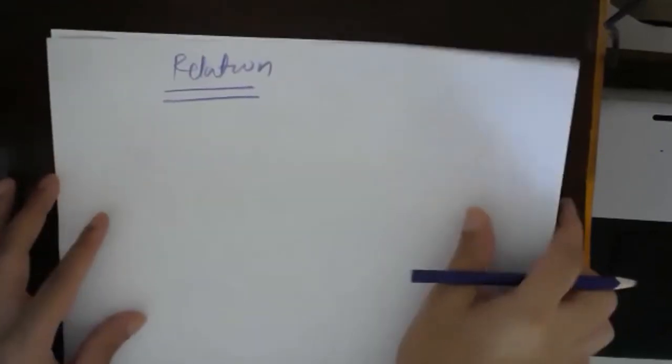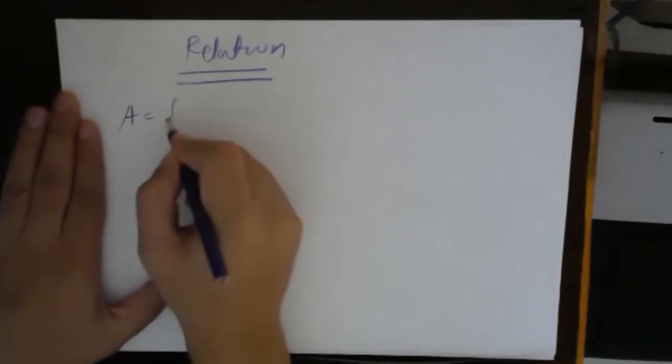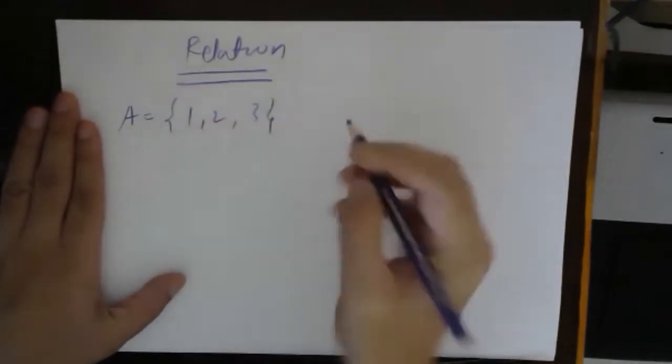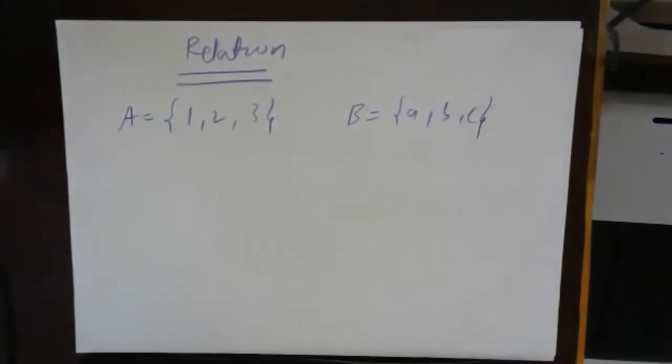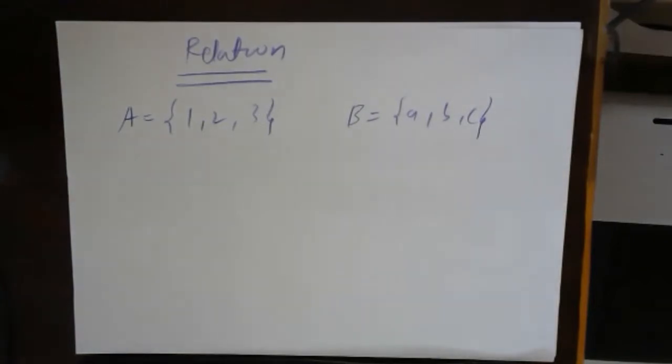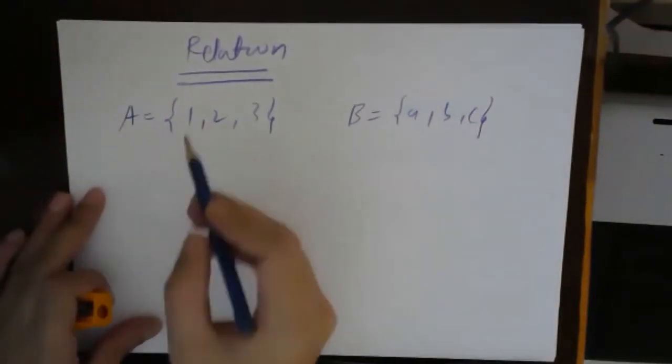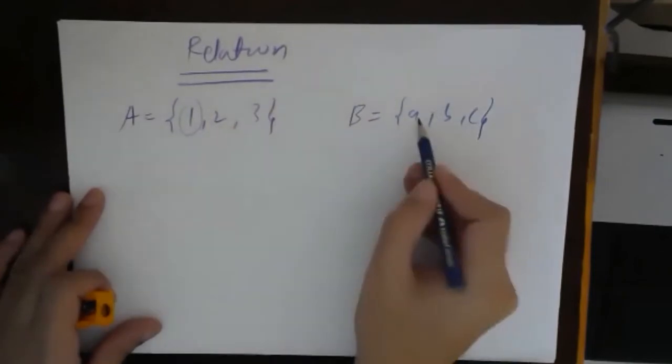Fine. So the first thing to understand what relation is, first let's discuss what basically constitutes a relation. So first let's look at the basics before moving on to relation. We already know what a set is. Suppose set A has elements 1, 2 and 3, and set B has elements a, b and c. What I'll ask you to do is, link every element of A with every element of B.